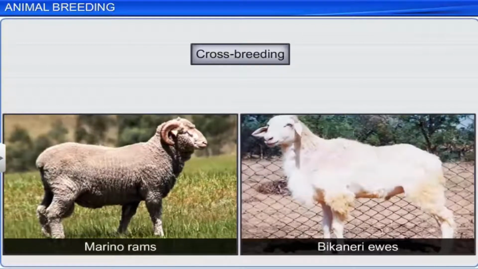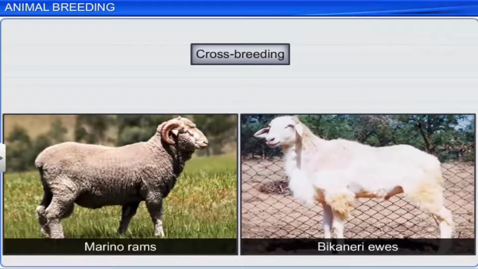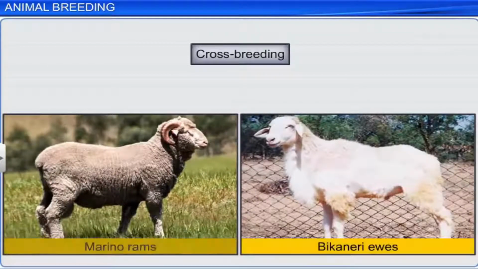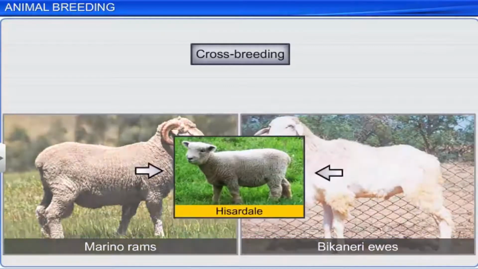Another example of crossbreeding is the cross between Bikaneri ewes and Merino rams to form a new sheep breed.